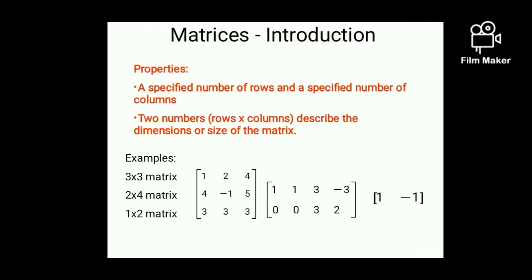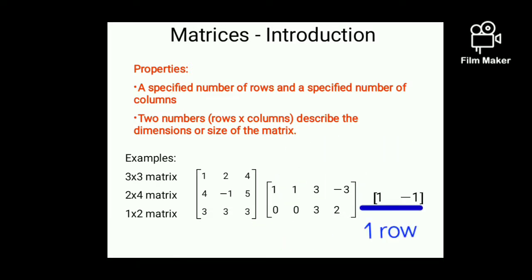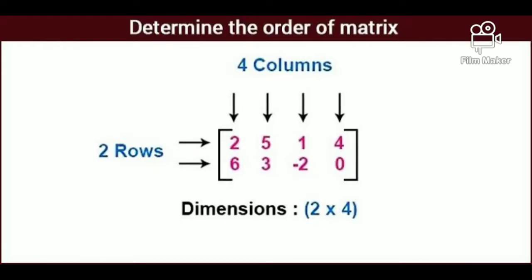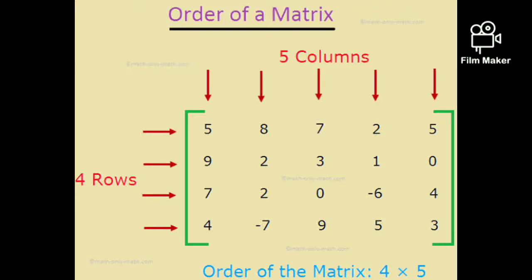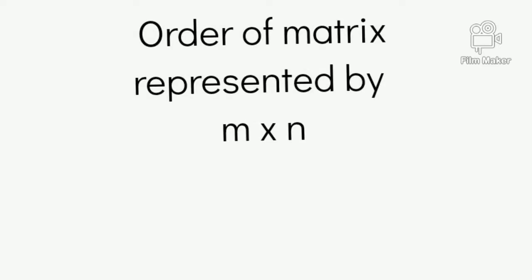2 into 4 refers to the second matrix, which shows 2 rows and 4 columns, and the 1 into 2 matrix shows 1 row and 2 columns. So the dimension is represented by the number of rows and columns. The dimension of a matrix is also called the order of a matrix. So what is the order of a matrix? The order of a matrix refers to the number of rows and columns a matrix has.